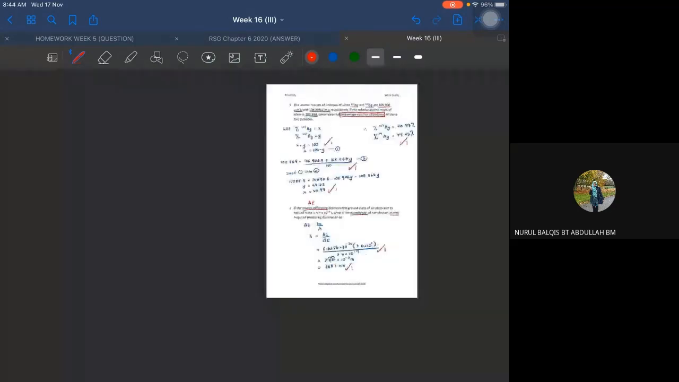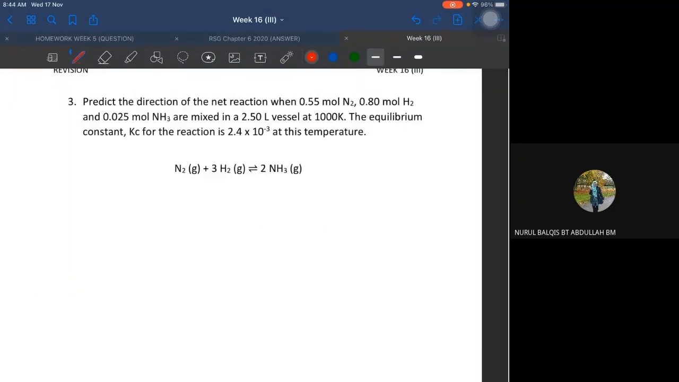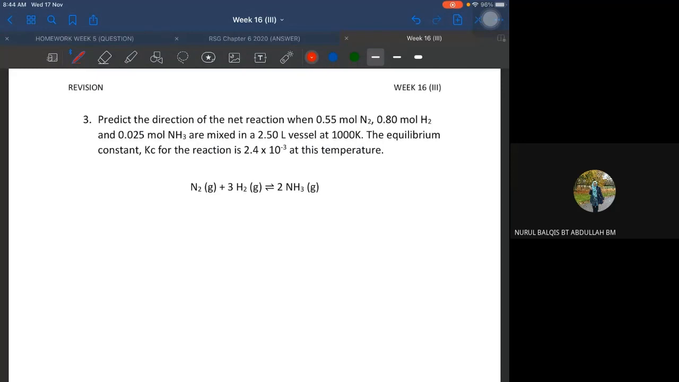Then, question number 3. Predict the directions of the net reactions when 0.55 mole N2, 0.80 mole H2, and 0.025 mole NH3 are mixed in a 2.5 liter vessel at 1000 Kelvin. The equilibrium constant Kc for the reactions is 2.4 × 10 to the power of negative 3 at this temperature. So, it asks you to predict the directions. When it says predict the directions, what do you need to find?